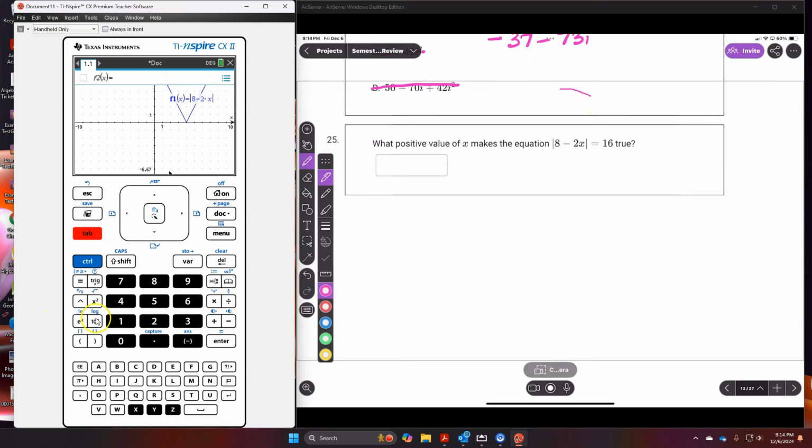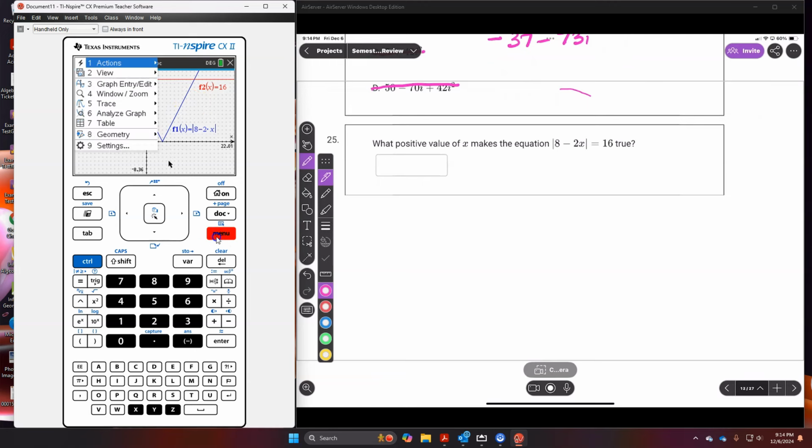And the right side is 16. Now you don't see it. So you could go menu, zoom. And there you see it. Now we're interested in the positive value of x. We're not interested in this value. We're interested in this value since it's positive. So go to menu, analyze graph, intersection. So the x value is 12. The positive x value is 12.